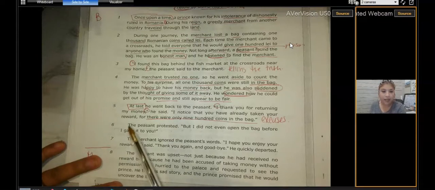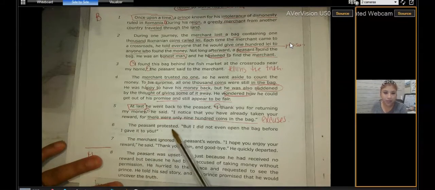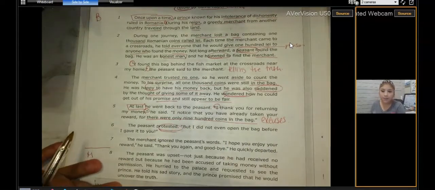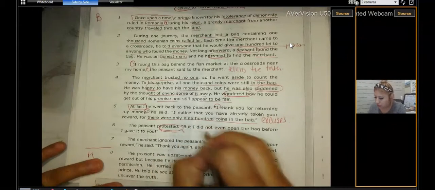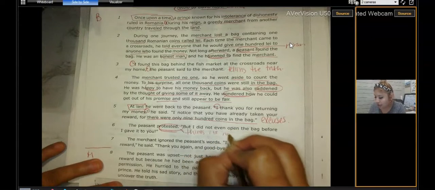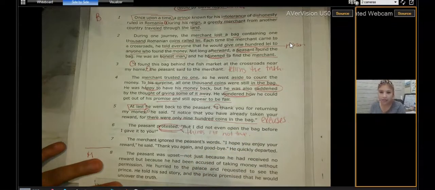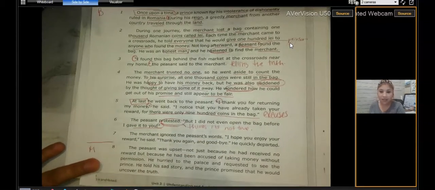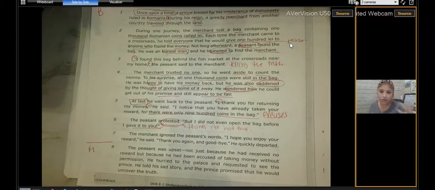All right, and paragraph 6. The peasant protested, but I didn't even open the bag before I gave it to you. So he protested. He's saying, oh, okay. He's saying, no, that's not true. So I'm going to put here, thinks it's not true. He's saying, hey, that's not true. I didn't even open the bag before I gave it to you. And look, he's exclaiming. He's yelling. He's saying, that's not true.